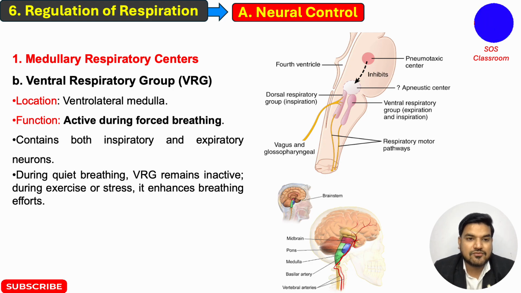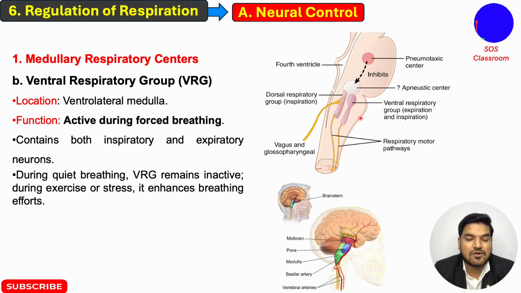The next center is the VRG. Focus here on the anterior part of the medulla oblongata: the ventral respiratory group. The ventral respiratory group controls expiration and also inspiration. What is its location? It is present at the anterior part of the medulla, the ventrolateral medulla. What is its function? It is active during forced breathing, meaning during exercise.